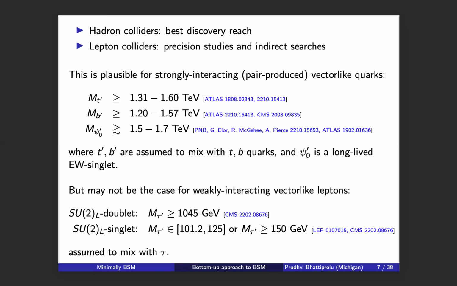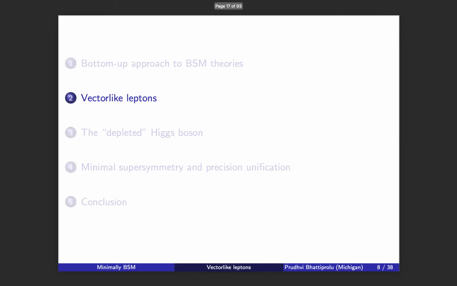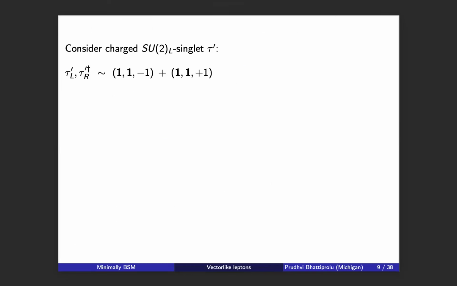Okay, so I'll now focus on the singlet vector-like leptons and argue that e+e- colliders can actually act as discovery machines, where the reach for the same particles is not so great at hadron colliders, including future pp colliders. So these are the charged SU(2)_L singlet vector-like leptons. This is the charge assignment under the standard model gauge group.